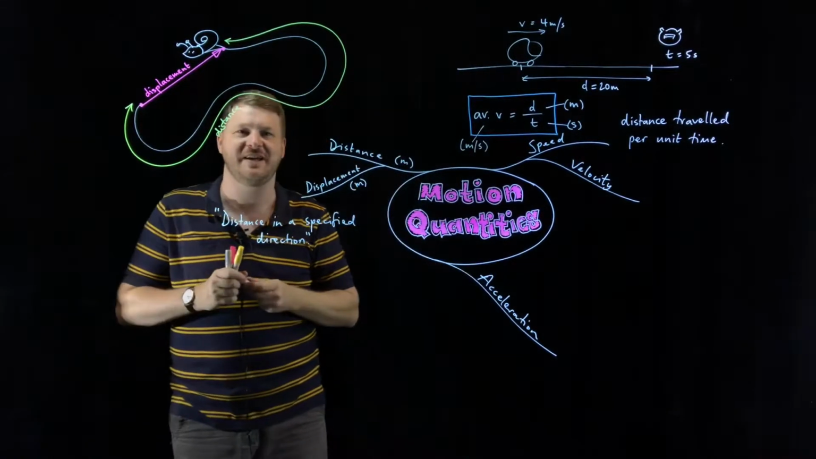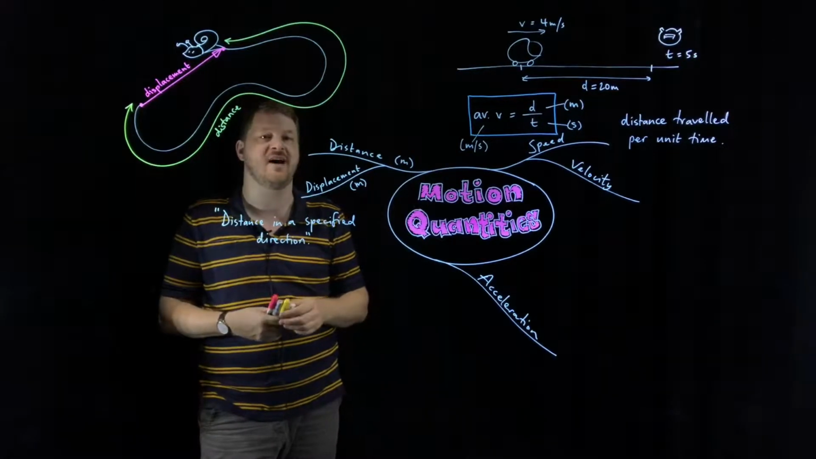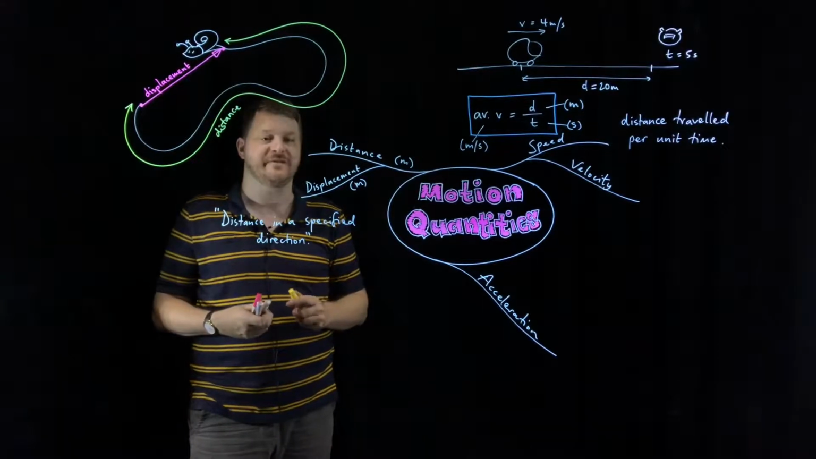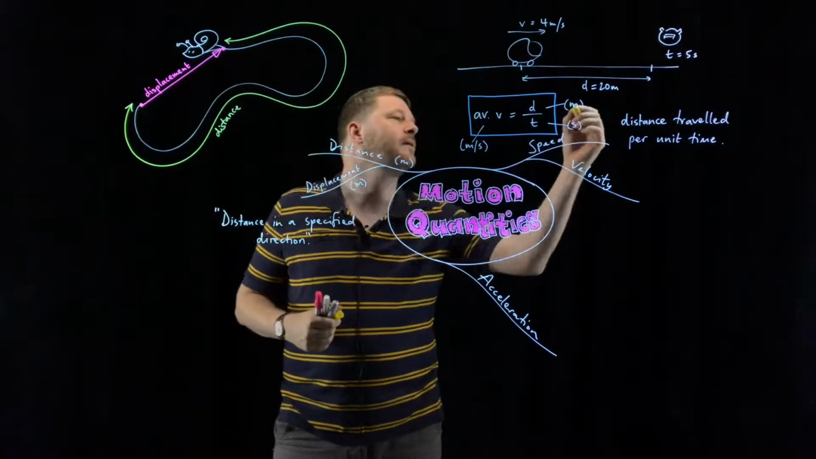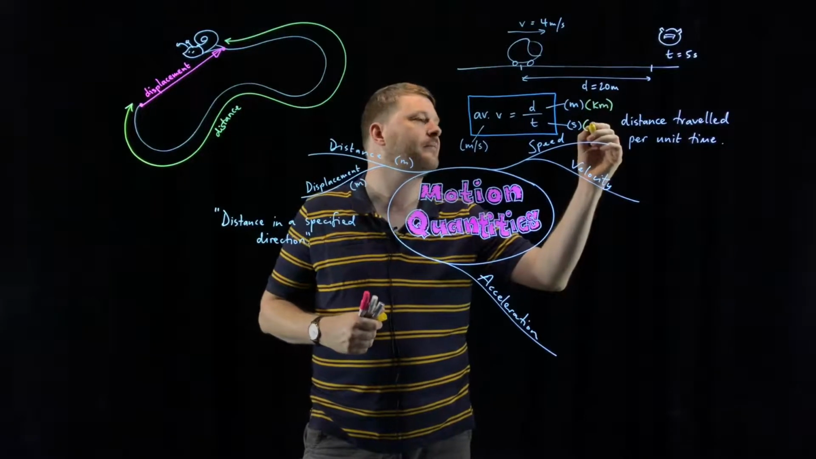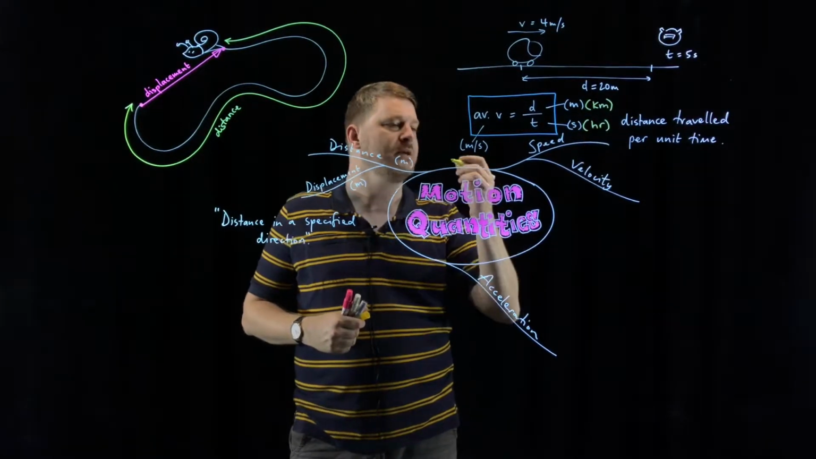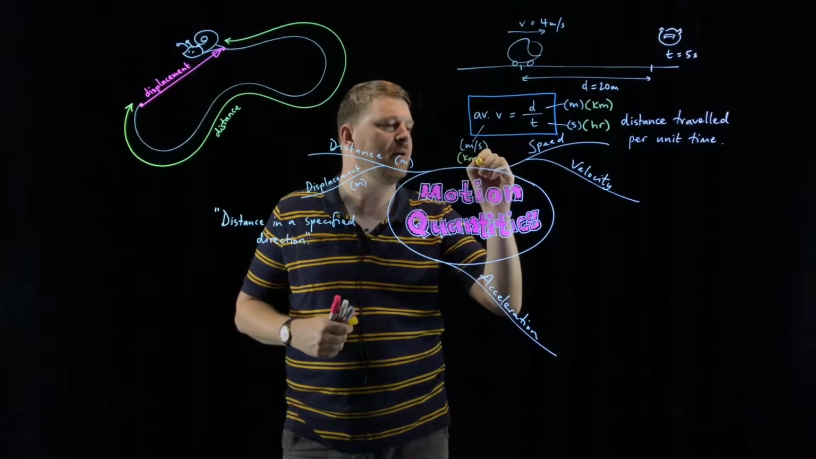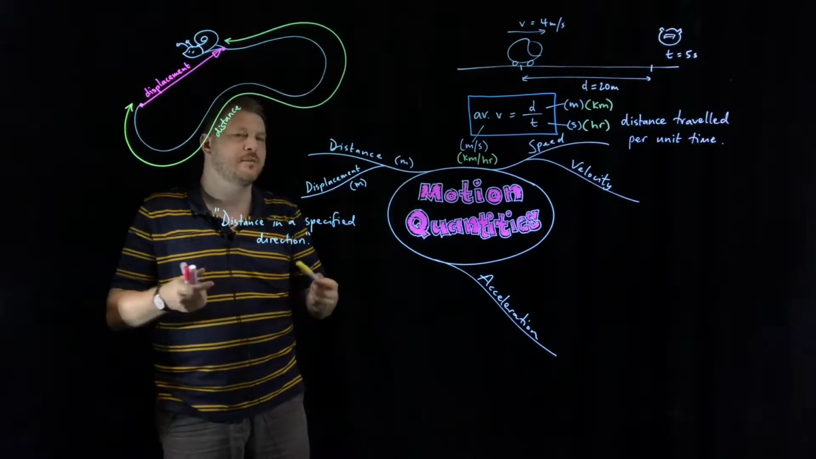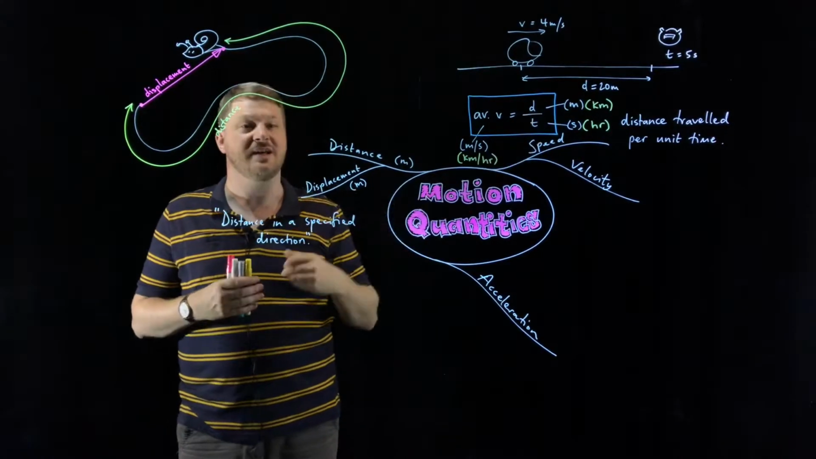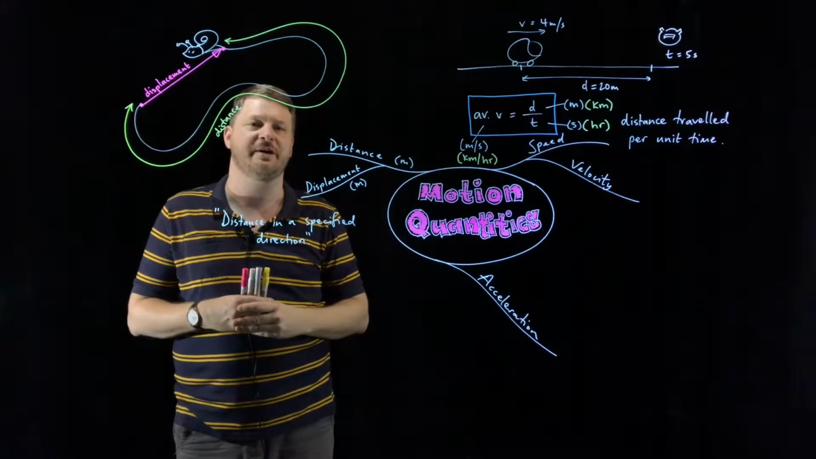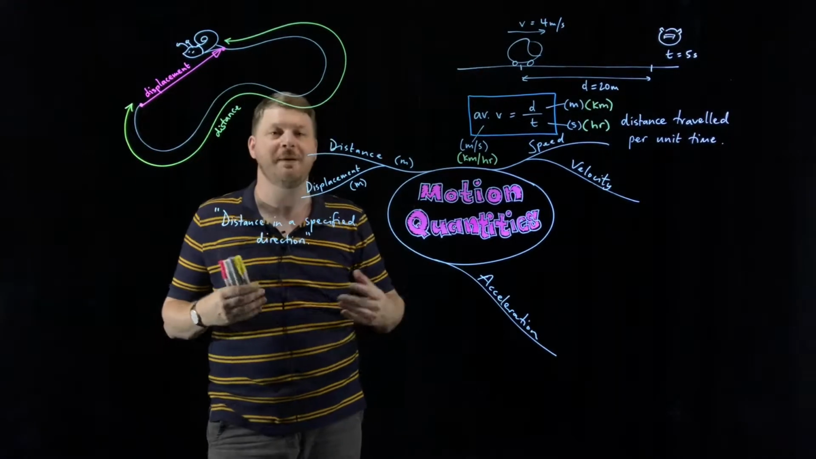Now, occasionally, because it's very common in everyday life to use the units of kilometers for distance and hours for time, sometimes we use the units kilometers per hour for speed. So in that case, if you're dividing a distance in kilometers by a time in hours, then you'll get kilometers per hour. Okay, what about velocity?